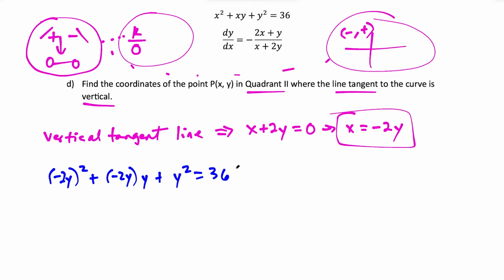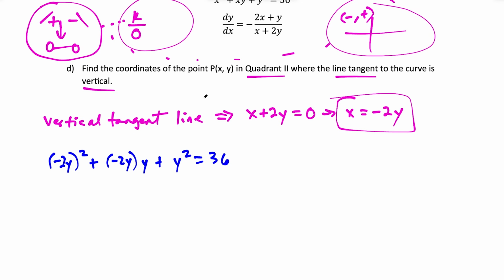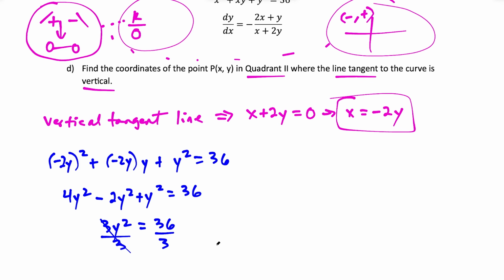So now this equation is in one variable, so we could solve it for y. Negative 2y times negative 2y is 4y squared, and then negative 2y times positive y is minus 2y squared, and then we have plus y squared is equal to 36. So now we just combine like terms. We have 4 minus 2 is 2, and then 2 plus 1 is 3. So we have 3y squared on the left is equal to 36. We could divide both sides by 3, and we get y squared is equal to 12.